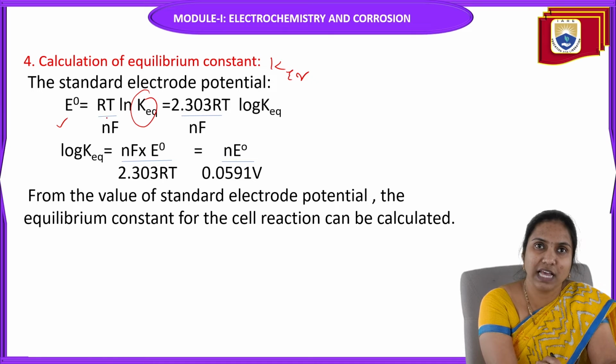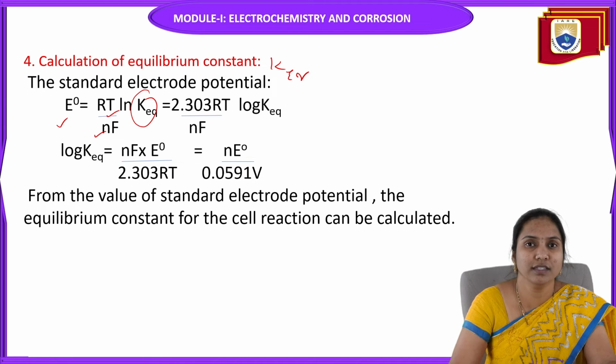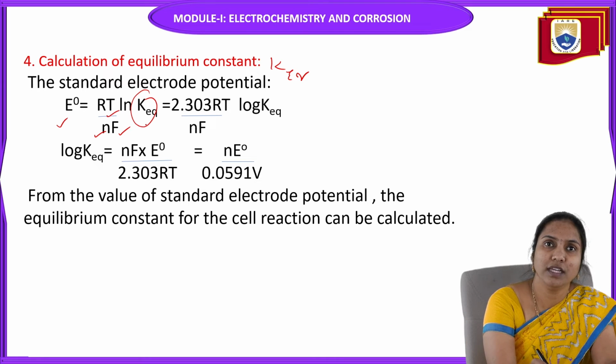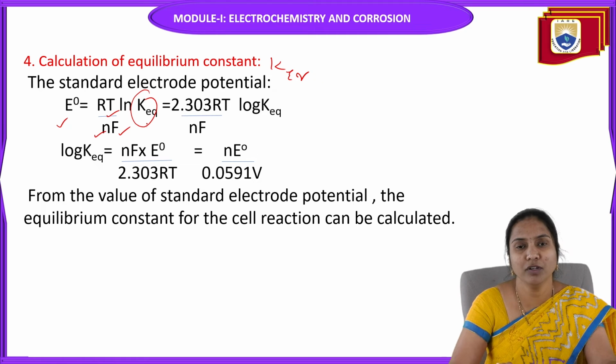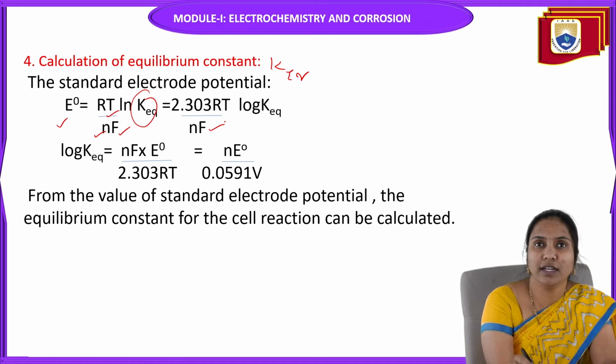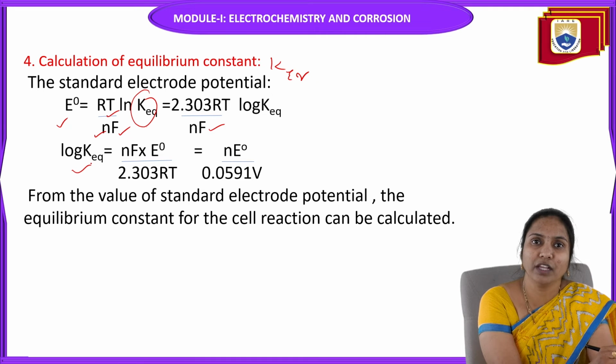Here R means the gas constant, whose value we already know, 8.314. T means temperature, whose value is 298 Kelvin or 25 degrees centigrade. N means the number of valence electrons involved in this reaction. F means 1 Faraday, and 1 Faraday equals 96,500 coulombs. K means the equilibrium constant. By using this electrochemical series, we can calculate the equilibrium constant. You can write 2.303 RT by NF log K. So here we can calculate log K, the equilibrium constant value.